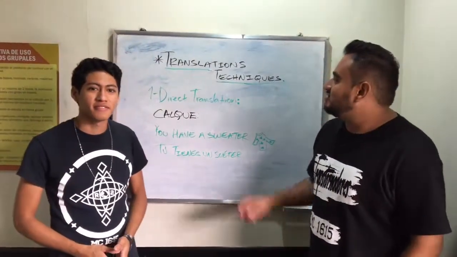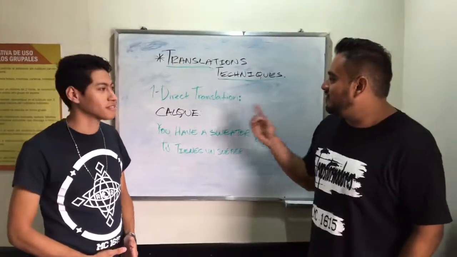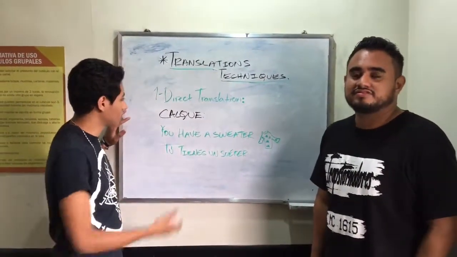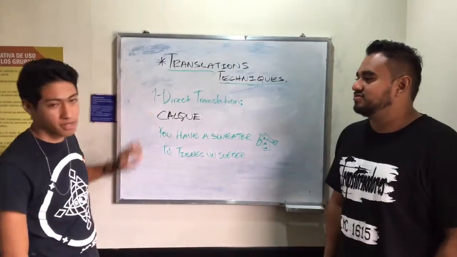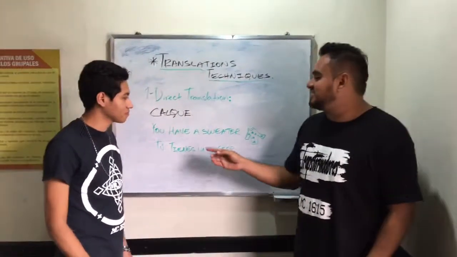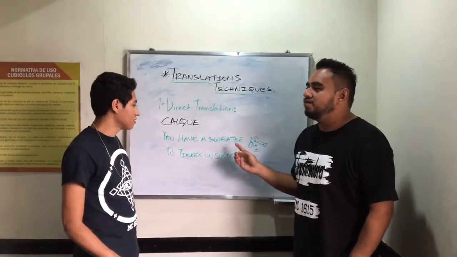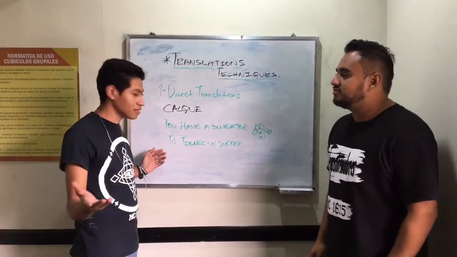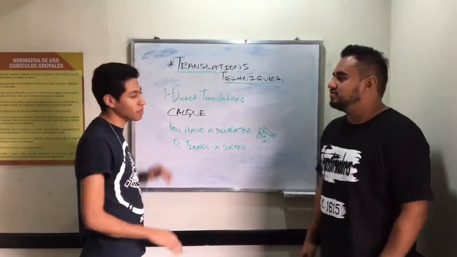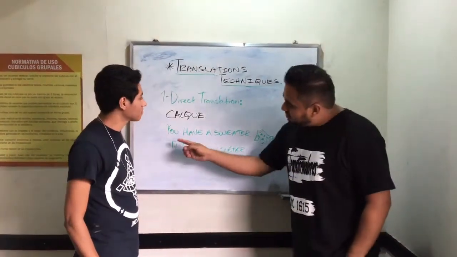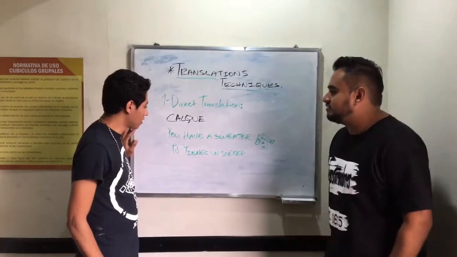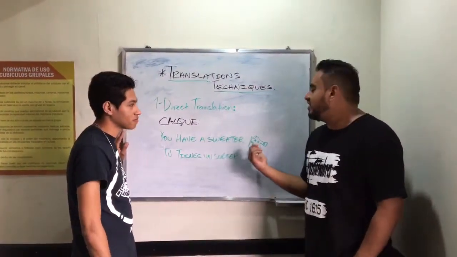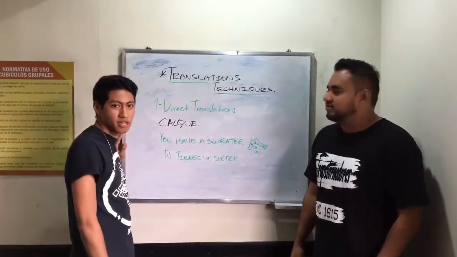The second translation technique of direct translation is called calque. We have here this sentence to explain how this method works. Now, you have a sweater. What do you find here?